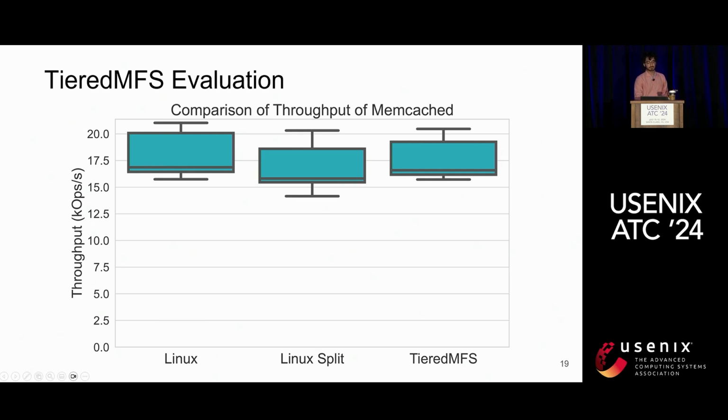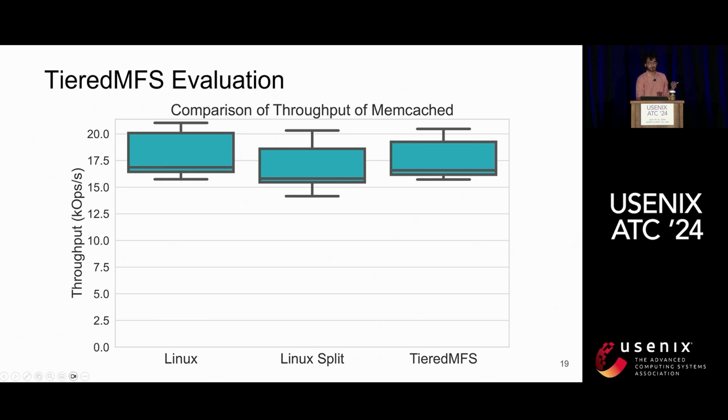Linux split is base Linux with 8 gigabytes of local memory and 64 gigabytes of remote memory. And tiered MFS is our system with 8 gigabytes of local memory and 64 gigabytes of remote memory. Because we found the throughput to be somewhat noisy, we ran the experiment 50 times and showed the box-and-whiskers plot of all the runs.